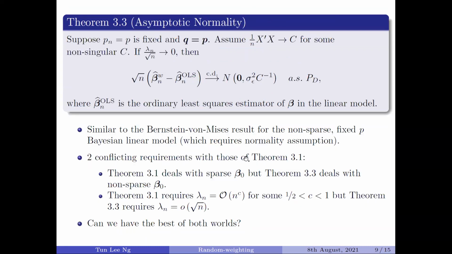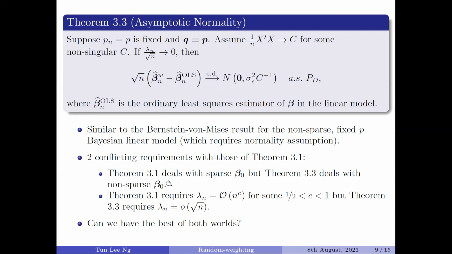Now, another result is the asymptotic normality. Suppose now the p n here is fixed, it's fixed dimensional, and that we're considering a non-sparse case. Then if lambda n grows slower than the square root of n, then we're going to have the random weighting samples here get similar Bernstein-von Mises results for the non-sparse fixed p Bayesian linear model case. Now, from this theorem 3.3, you can see that there are two conflicting requirements if we compare that with theorem 3.1.